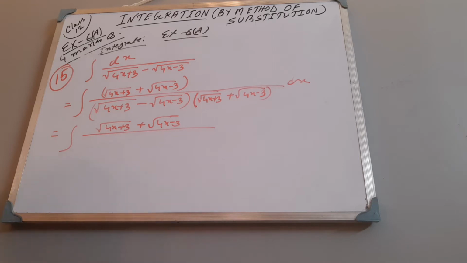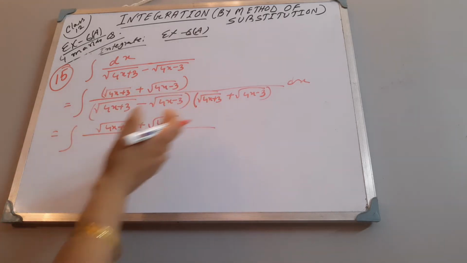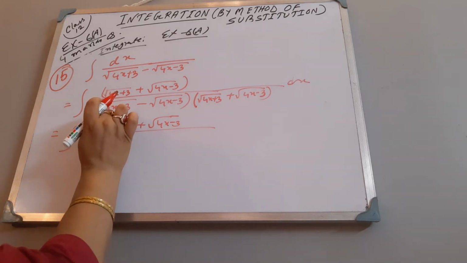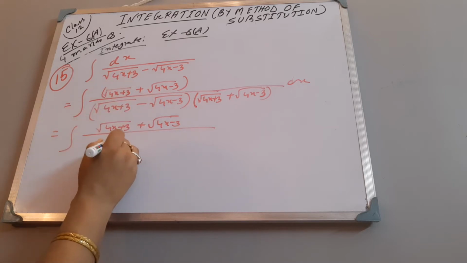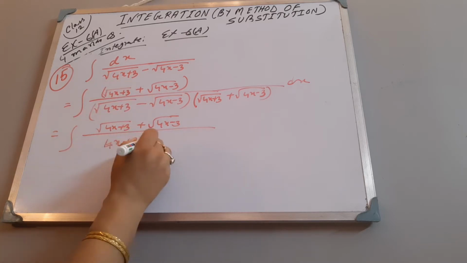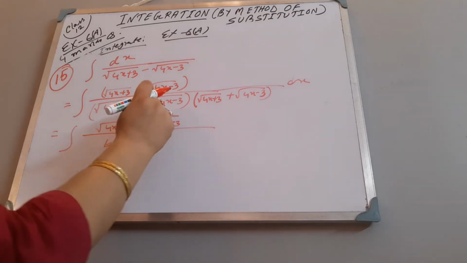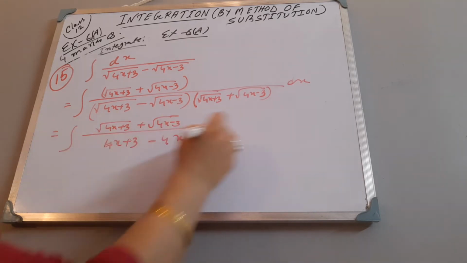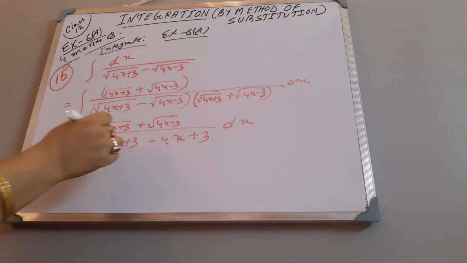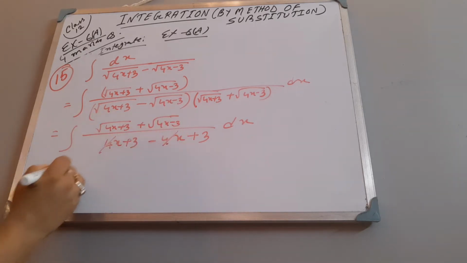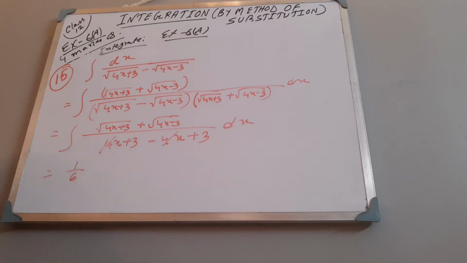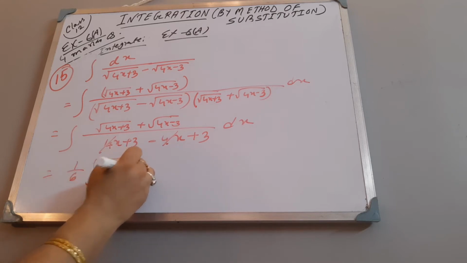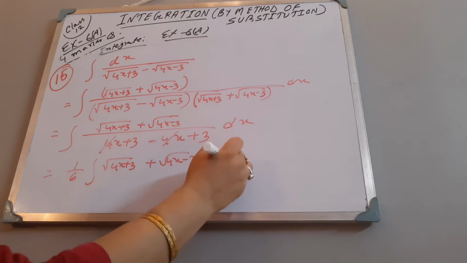And the denominator, since it is multiplied with its conjugate term, we can easily write it in the form (a plus b) into (a minus b), which is a square minus b square. The square of square root of 4x plus 3 is only 4x plus 3. Similarly, the b term is square root of 4x minus 3, whose square is only 4x minus 3. So it is 4x plus 3 minus (4x minus 3). The 4x minus 4x cancels, 3 plus 3 is 6, and 1 by 6 we can take outside the integration sign. So it is coming 1 by 6 integral of square root of 4x plus 3 plus square root of 4x minus 3 dx.